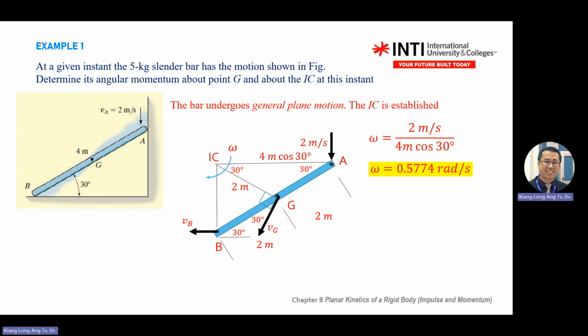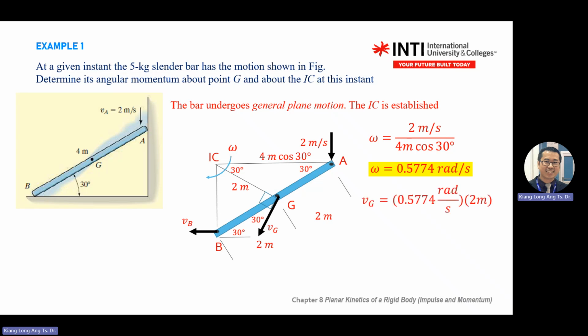So chapter 6, 7, 8, the first thing in the question is to find omega, no matter how. Once you find omega, you will solve for lots of things. Okay? So remember, V equal to omega R is a very important equation.